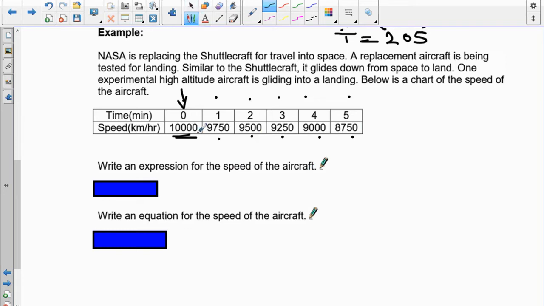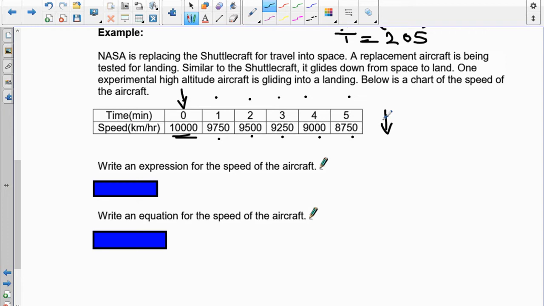Now, this is a little bit more difficult than what we've done before, but I think you might be able to get it. So take a look at 0 to 10,000, 1 to 9750, 2 to 9500, 3, etc. Now I want you to pause the recording and come up with a relationship that will get you from the time to its speed. Okay, so pause the recording and do that right now.